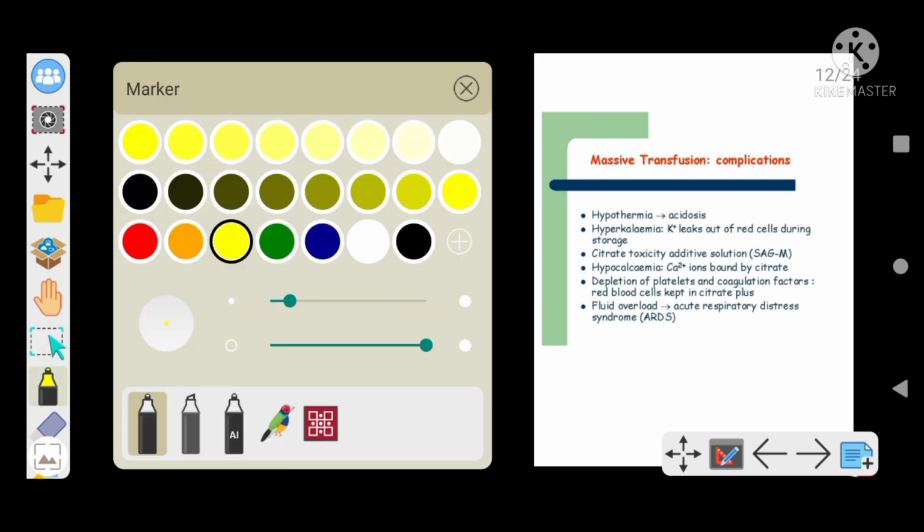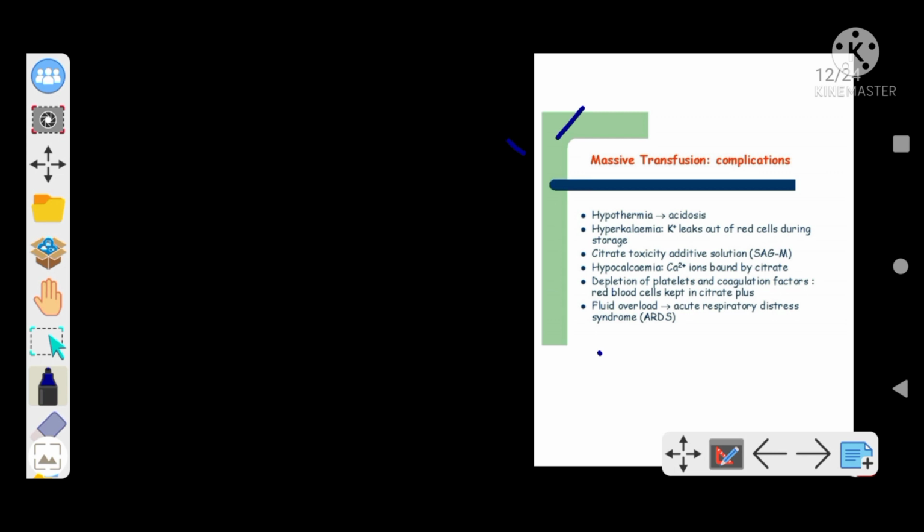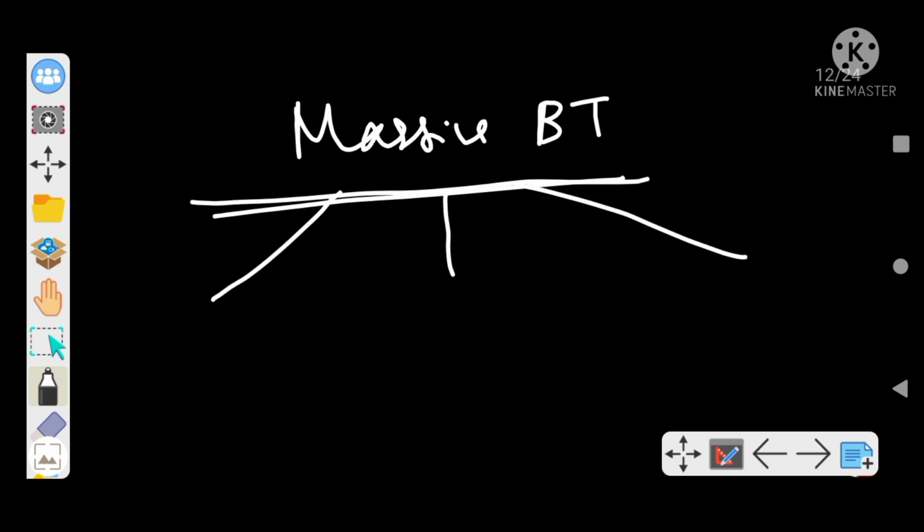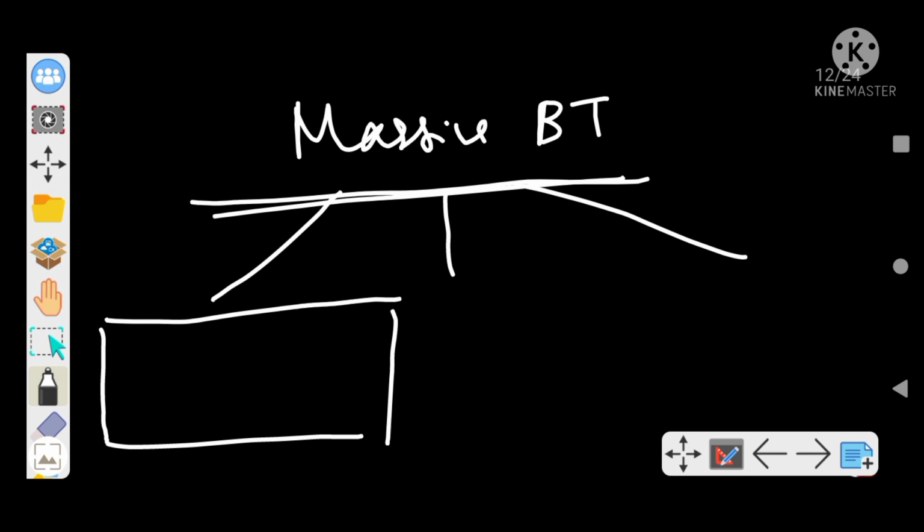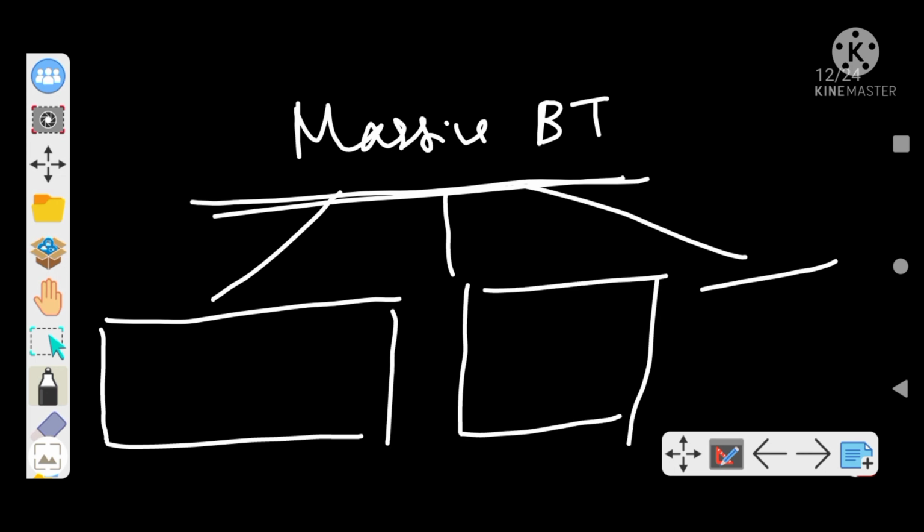So there you can see the slide of massive blood transfusion complications, right? Before we go to complications, we have to understand a few things about massive blood transfusion. So we will discuss massive blood transfusion, right? The definition of massive blood transfusion comes under 3 major headings, right?